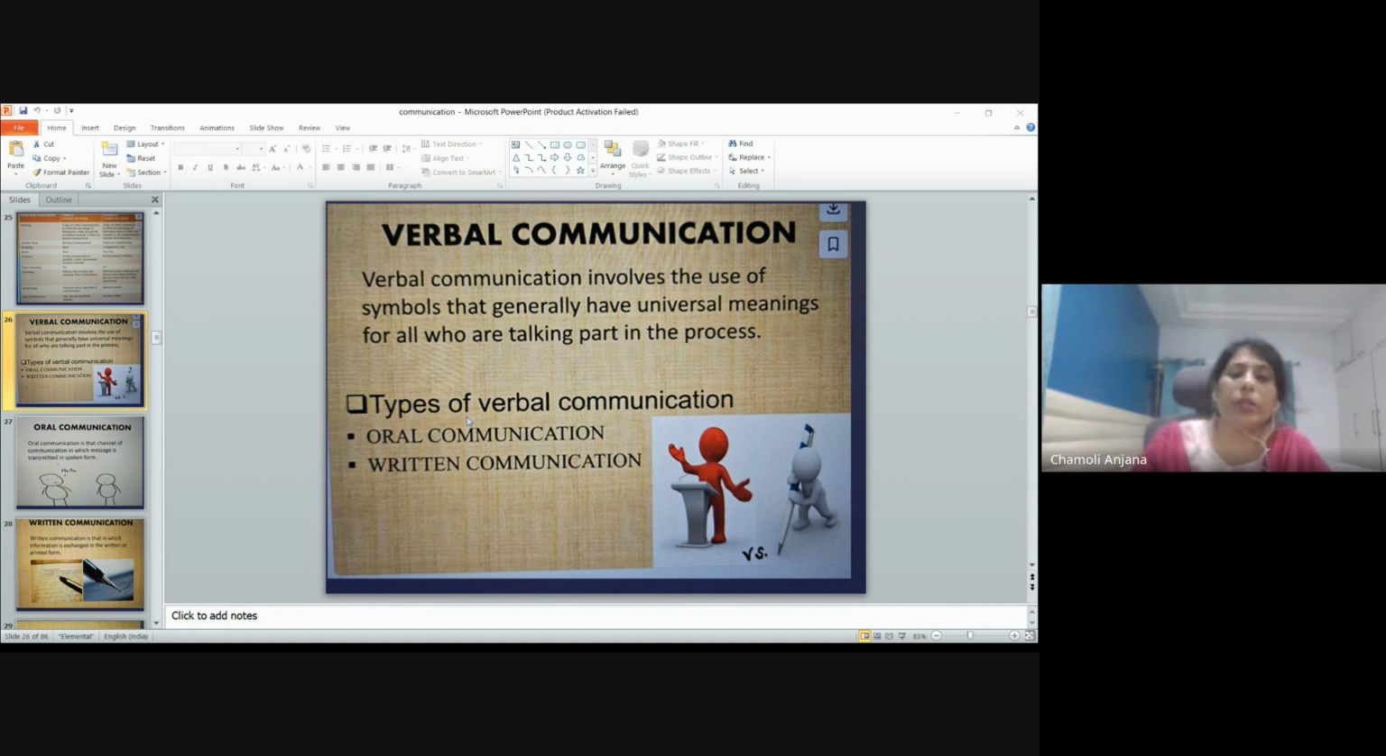Verbal communication is a type of communication where the exchange of information takes place through words and languages. So when we are using words or languages to communicate with each other, or to exchange information with each other, we call it verbal communication. Verbal communication is of two types: oral and written communication.